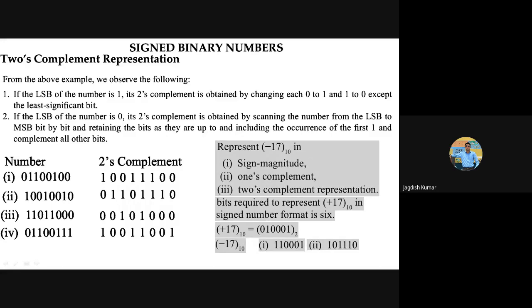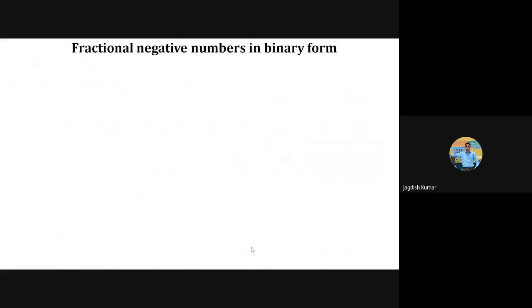Two's complement is 101111, right? Okay, let us see what it is. So this is your two's complement representation. Having done this, I am sure all of you are comfortable now with how to represent negative numbers in either ones complement or two's complement or sign magnitude representation. Fine.